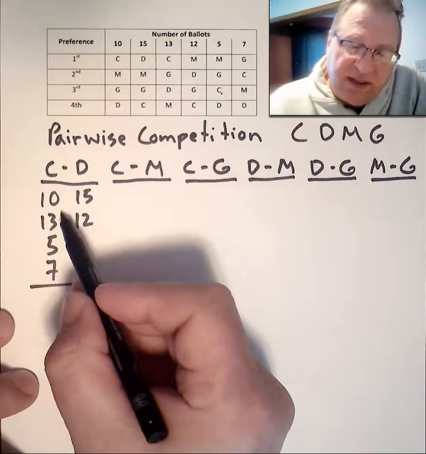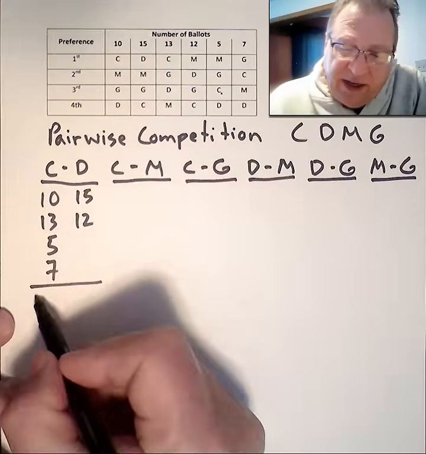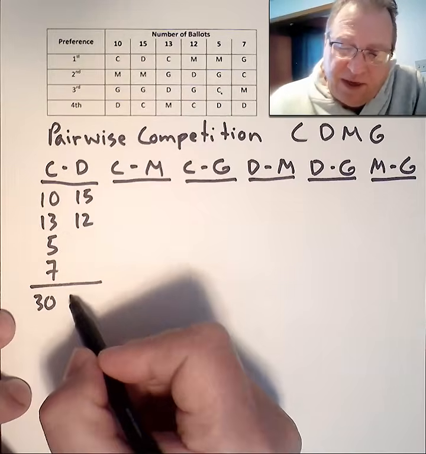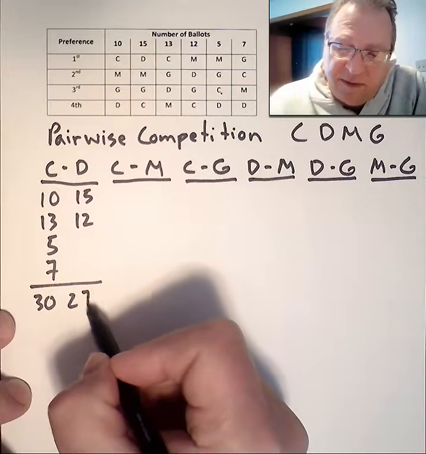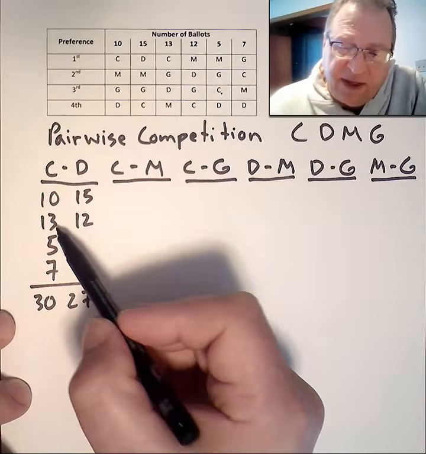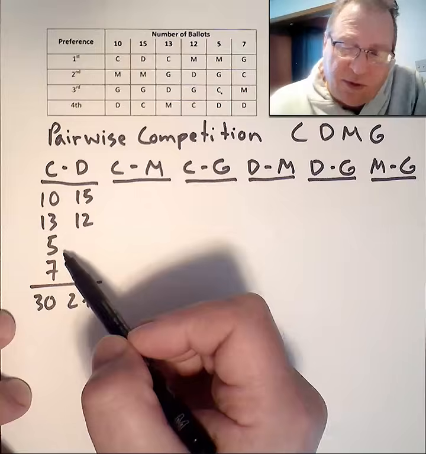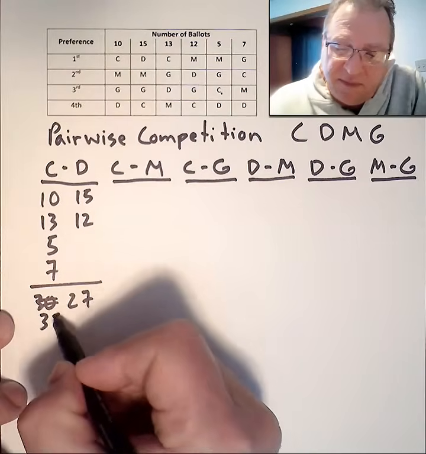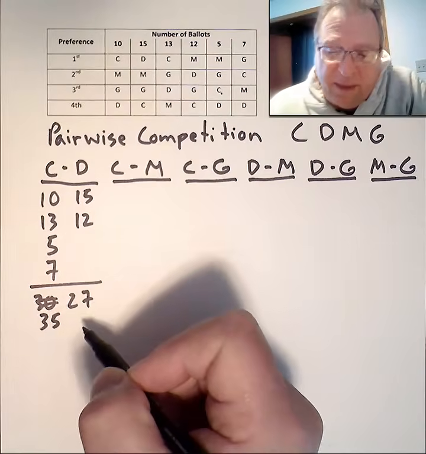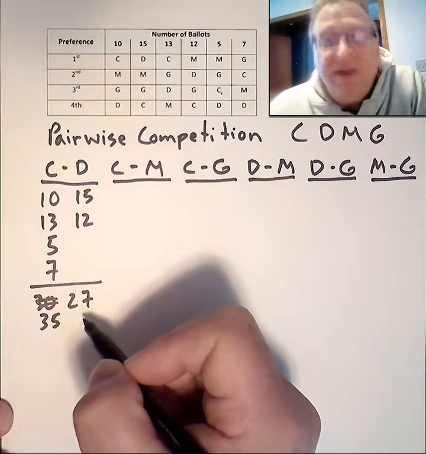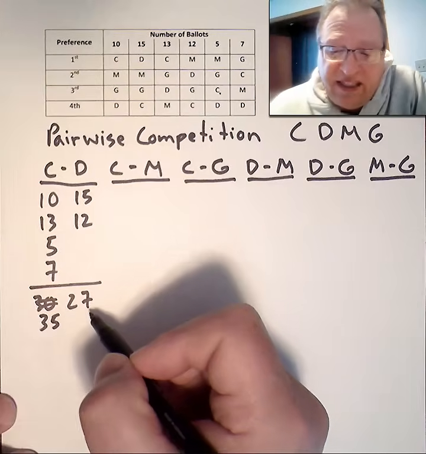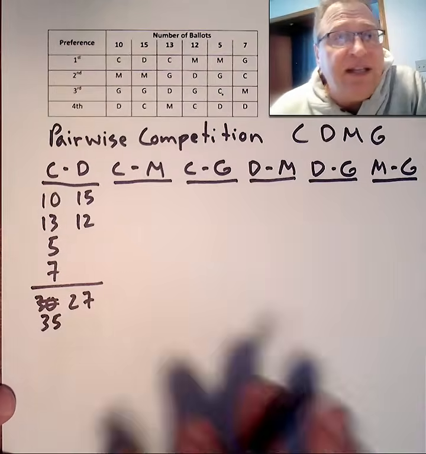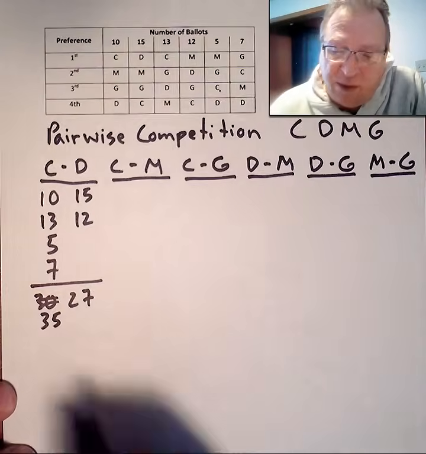So let's see, that's 10, 20, 30 for C, and 27 for D. Did I do that right? No. 10, 15. It's 35. 35 for C, 27 for D. And so C is the winner, and C in this method then is awarded 1 point.